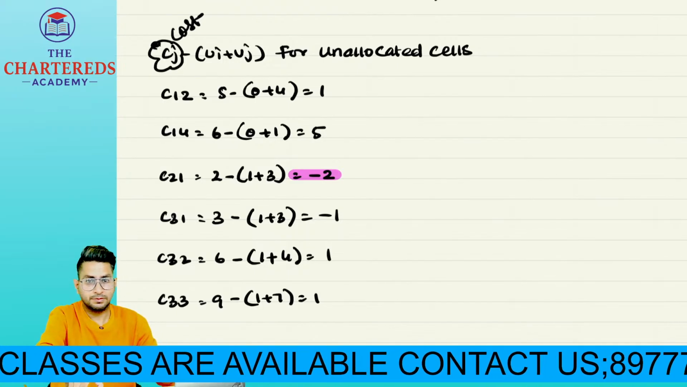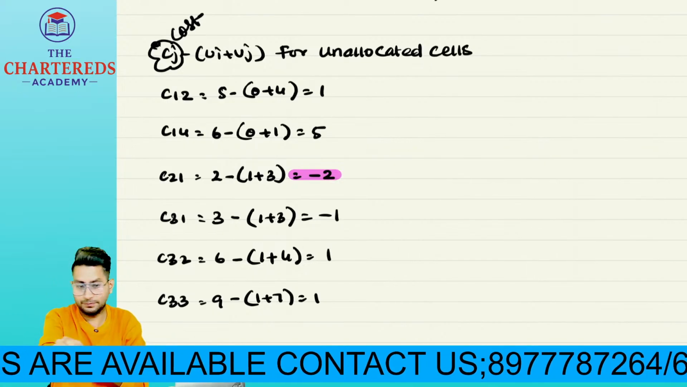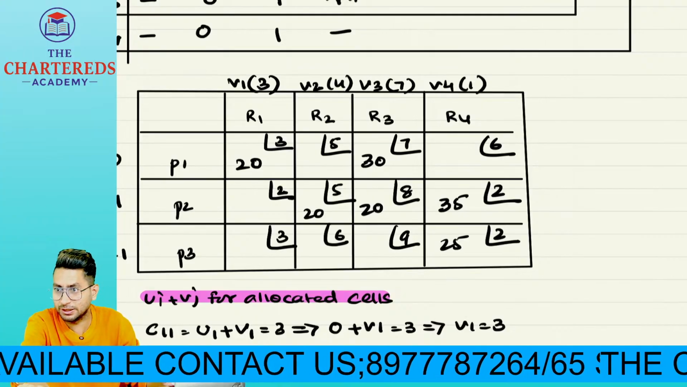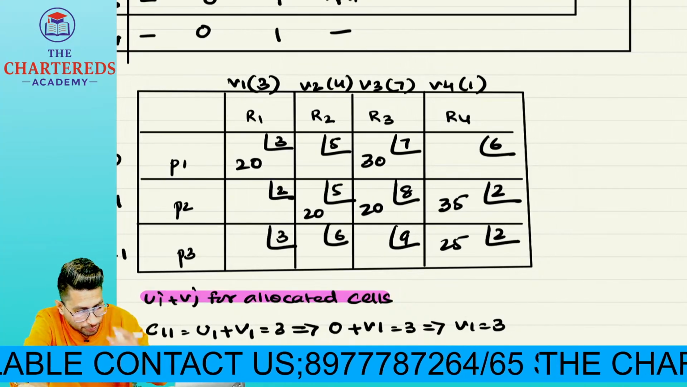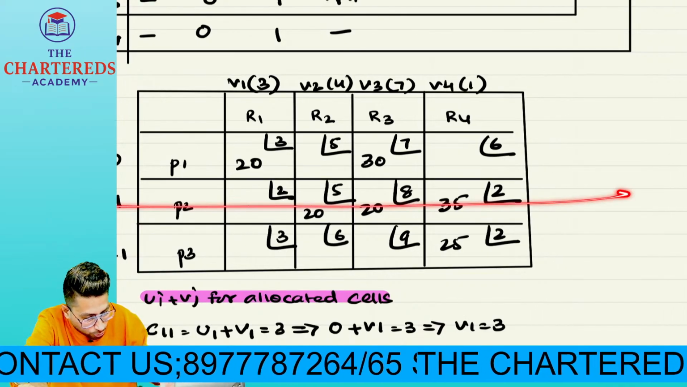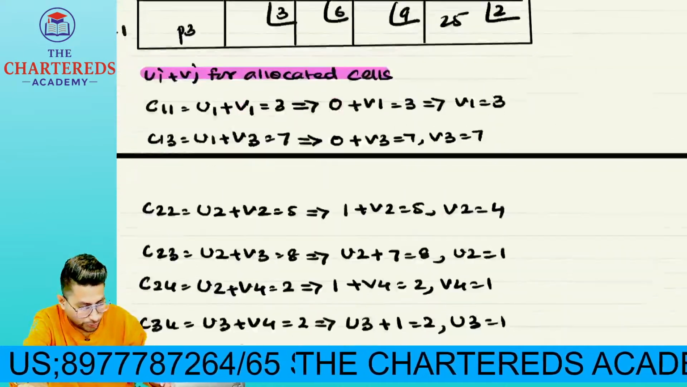Done? Okay. Now we have to create a loop from C21. I'll create it here, and once I create it, you also copy, then we'll continue. Now see, C21. It means second row, first column, right? Two negative values.